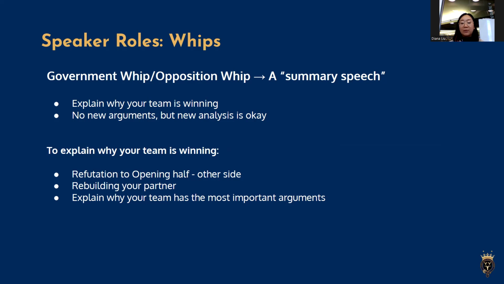And to explain why your team is winning, you would refute the other side. In the tower analogy, knocking down their tower, rebuilding your own tower by analyzing what your partner has brought, and then explaining why overall, between all four teams, your team has the best arguments or has the most important arguments, and just pointing out why it is that your tower stands above your opponent's tower.